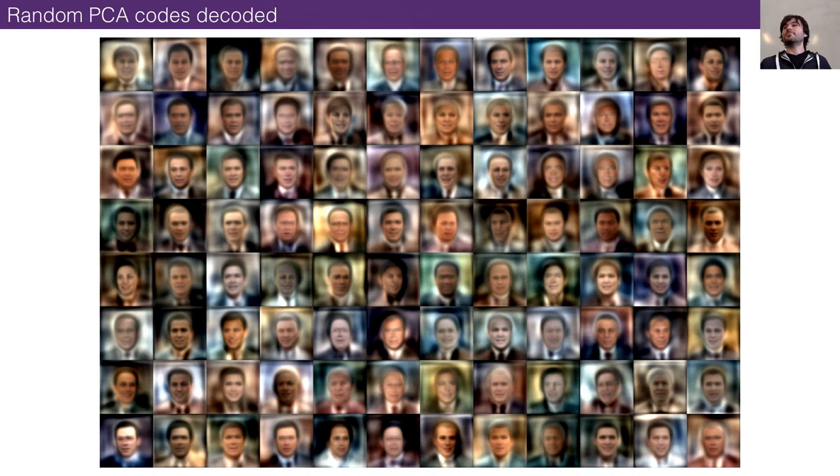So, random PCA codes. You don't have to stick to your data set. You could just take a random code in the space that's not actually observed in your data set, and then use the outward projection, the reversible PCA, to project it back out. And so you get all these fake faces. These are synthetic faces, hallucinated, right? They're very blurry, and not very good, but they nevertheless look reasonably like faces.